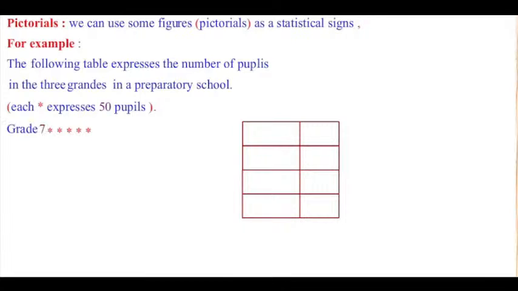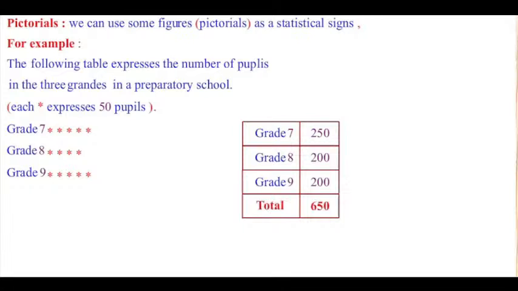Grade 7, 5 stars. Grade 8, 4 stars. Grade 9, 5 stars. Then grade 7, 250. Grade 8, 200. Grade 9, 200.